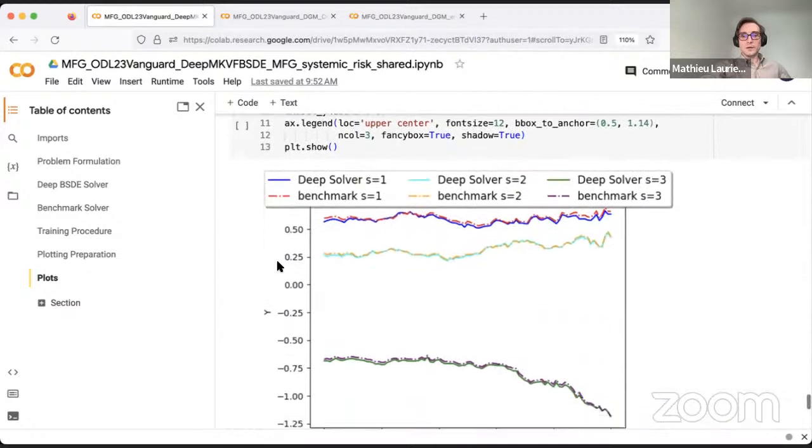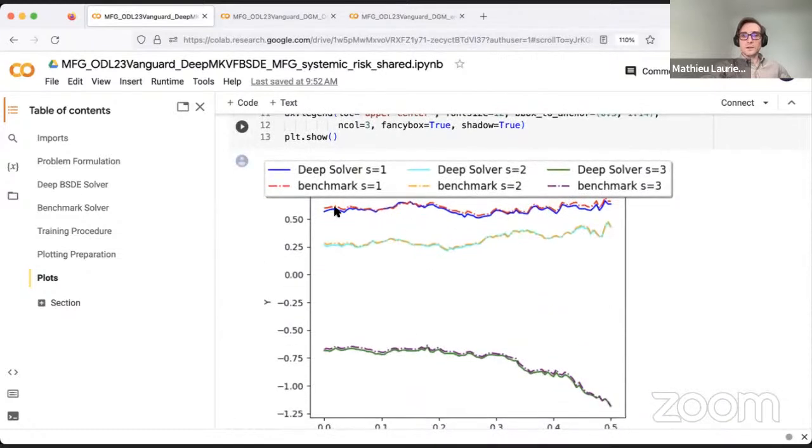You do the same thing for the backward equation, and here again you notice a little bit more of a discrepancy between the two, between the ODE solution and the solution from the deep solver. But you can improve this by taking more points, finite time discretization, etc.